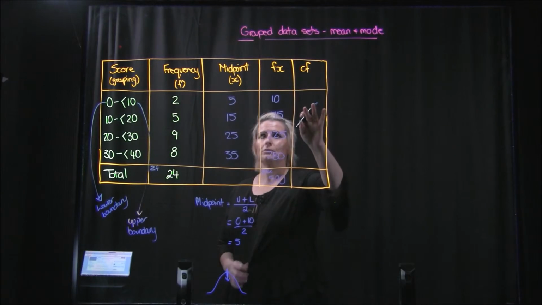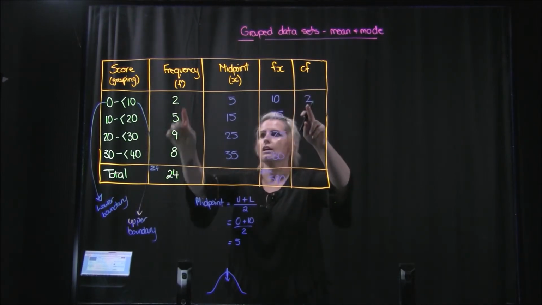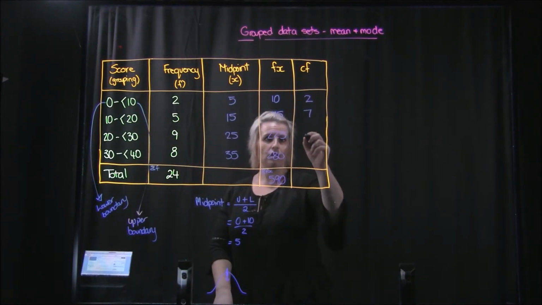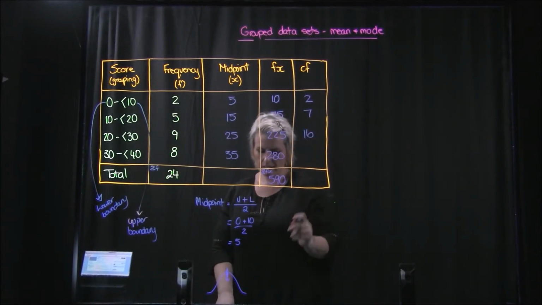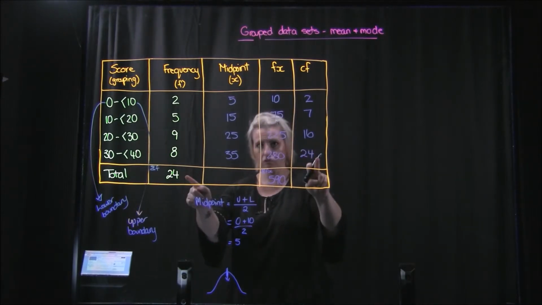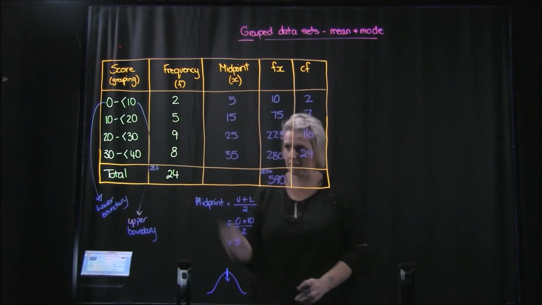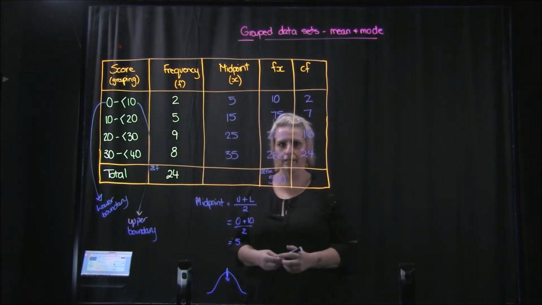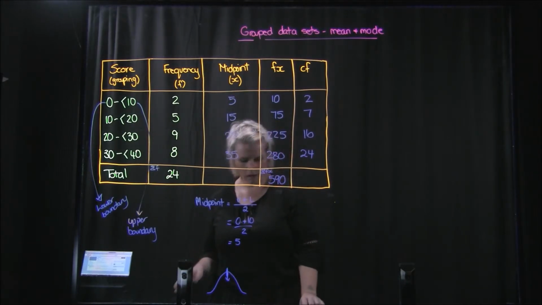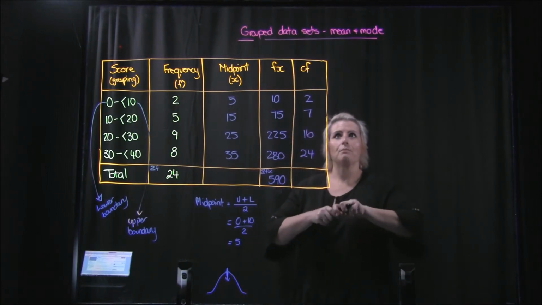And then we just do our cumulative frequency. So basically we start at 2, because our frequency is 2. Then we add on another 5, so that makes it 7. Then we add on another 9, 16. And then we add on 8 more, 24. Check that they match. Yep. Our cumulative frequency at the end is the same as our total frequency. Okay, so now we can work out the mean and the mode.